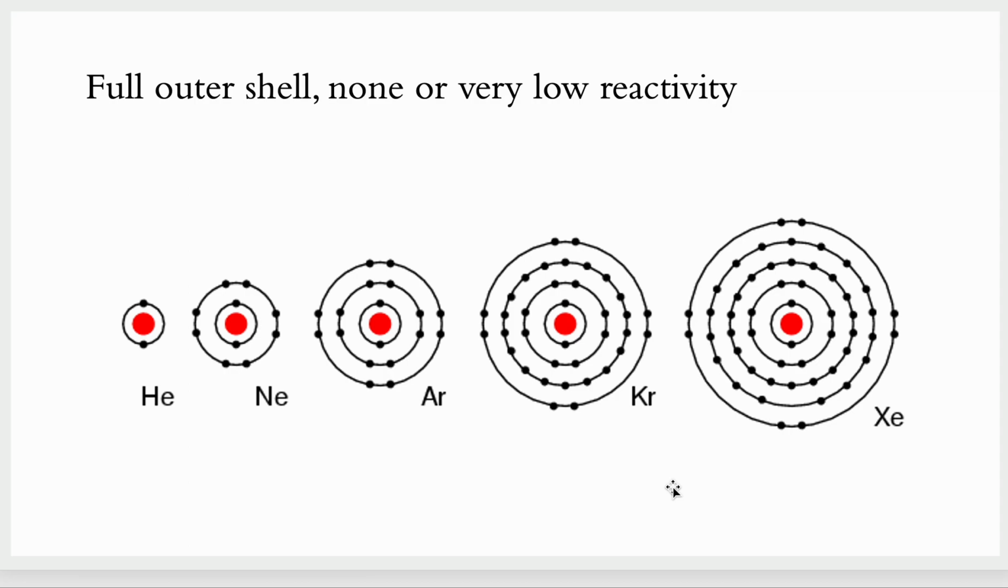But the most important thing here is to understand that they have a full outer shell, they are highly unreactive, and the only one here with only 2 electrons in the outermost shell is helium, because it only has 2 electrons.